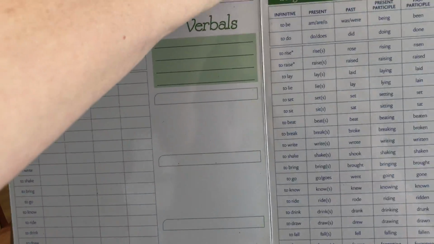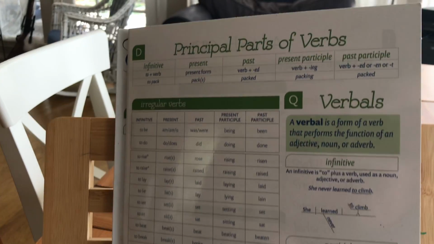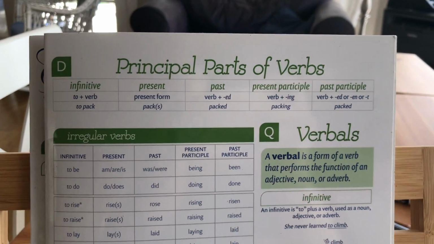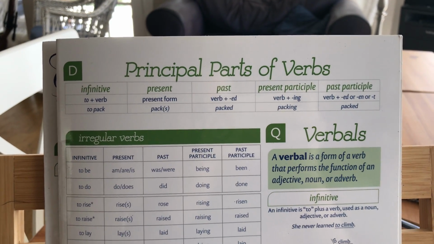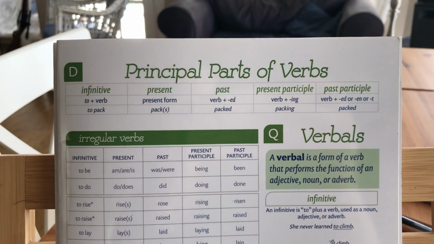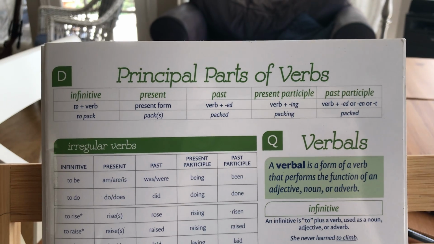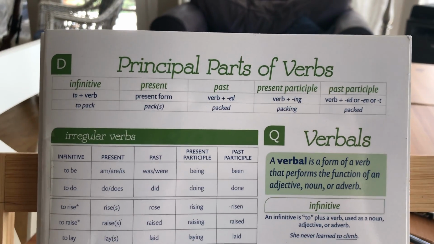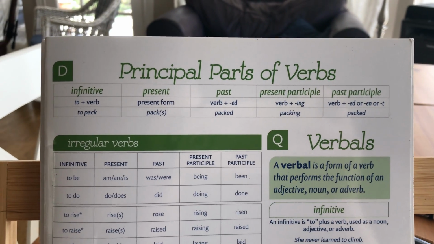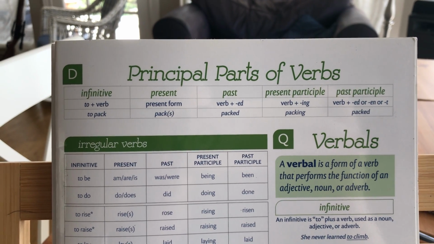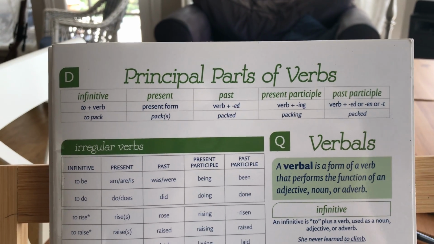These are the principal parts of verbs. The principal parts of verbs are much like the 4 phases of matter. You can have a solid, a liquid, a gas, plasma. Well, a verb can be an infinitive, present, past, present participle, or past participle.